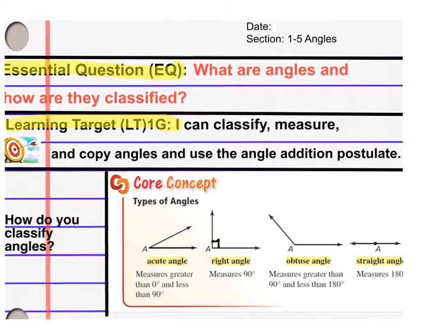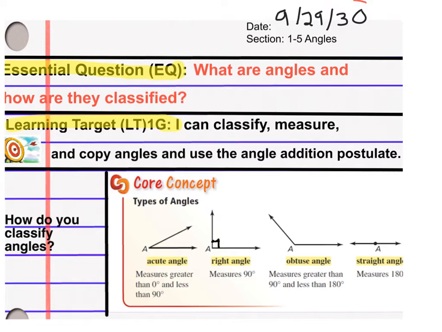I believe the date today is September 29th, so 9/29/20. The topic is section 1-5 from your Big Ideas book on angles. So write the date, the topic, and the title in the top right corner. Remember, that's one of your 10 points.